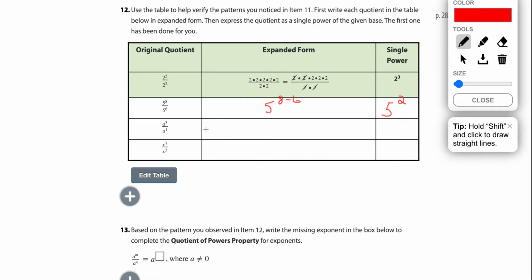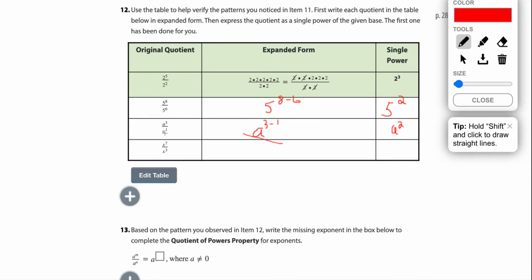Okay, similarly, for a to the 3rd divided by a to the 1, well, with the dividing property, we're going to do 3 minus 1, which is a squared. Okay, so when you're dividing exponents with like bases, you can just subtract the exponents, and that will leave you with your simplified version.